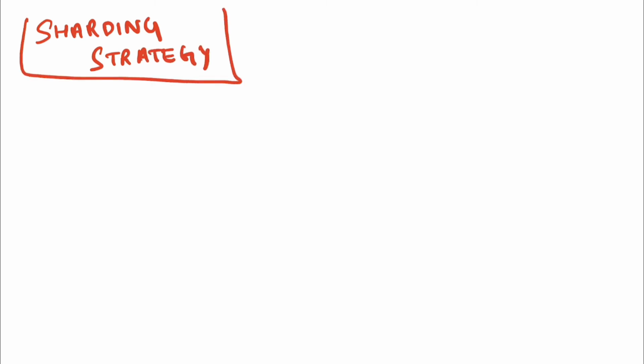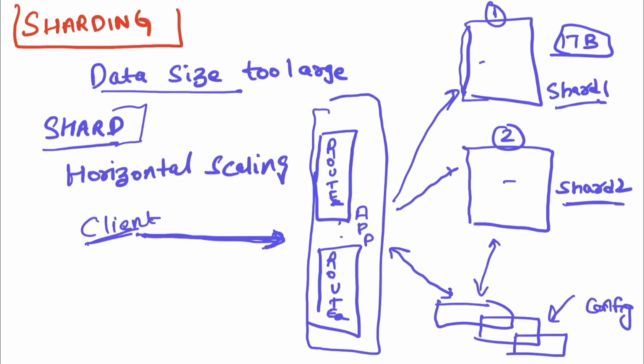Now we'll talk about sharding strategy, that is, how you can implement sharding. So what is sharding strategy? We talked about how you can distribute data among multiple nodes. This is node 1, node 2.